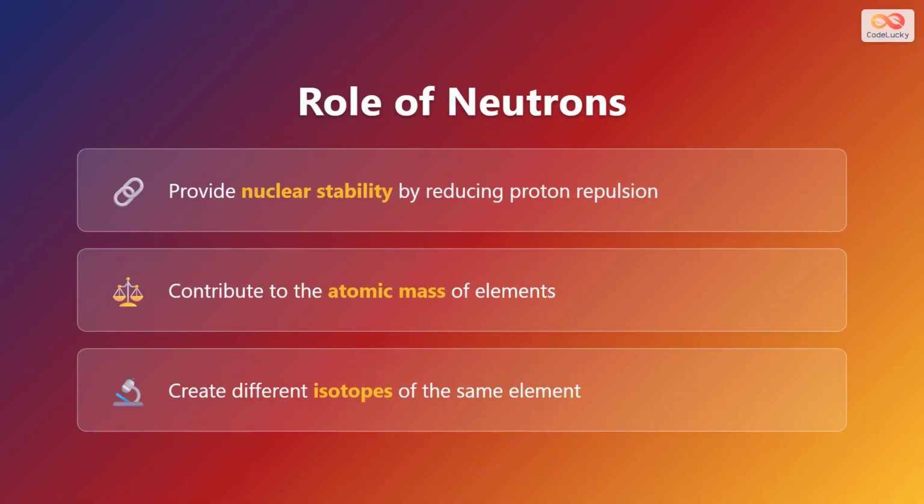Neutrons play several crucial roles in the atom. First, they provide nuclear stability by reducing the repulsion between positively charged protons. Since protons repel each other, neutrons act as a buffer, helping to hold the nucleus together. Second, neutrons contribute to the atomic mass of elements. Finally, neutrons are responsible for creating different isotopes of the same element, which we'll explore more in the next section.